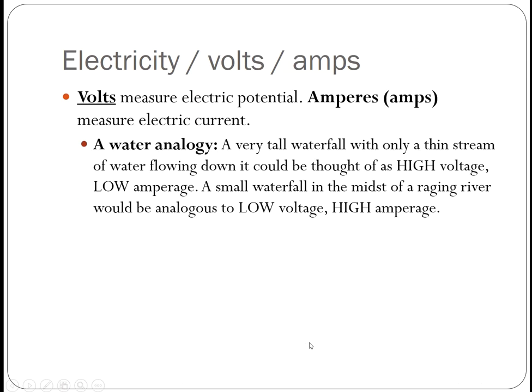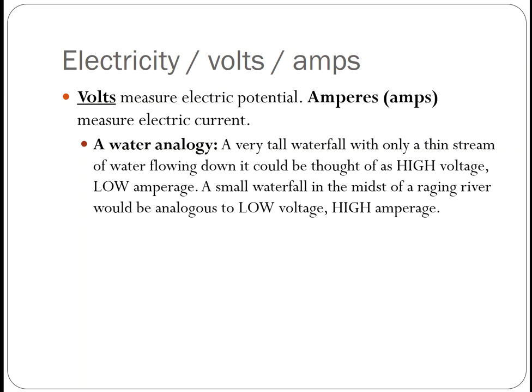Now, to understand what we're going to talk about here, we have to talk a little bit about electricity in general, and we need to at least know the bare bones terms that are involved with electricity. So you hear volts very often, you hear amps or amperes less often, but you definitely hear volts. Volts are the measurement of electric potentials, and amps measure current. So these are two very different things.